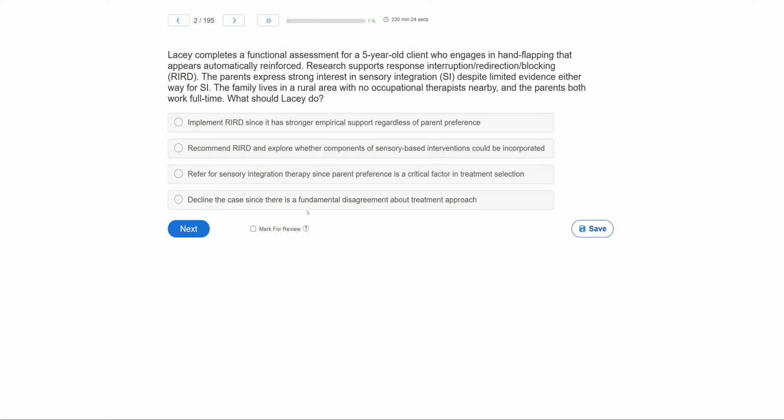Well, the truth is you're going to fundamentally disagree with the parents about a lot of things. If we declined every case where we disagree about treatment, it would never work. Now, 2 months in, if there's still a giant disagreement, nothing's getting done, different story, right? But this is a brand new start, just getting started. Lacey's got to try her best, do what's best for the client, recommend what she believes is right, and then see how we can also work in what the parents want as well.